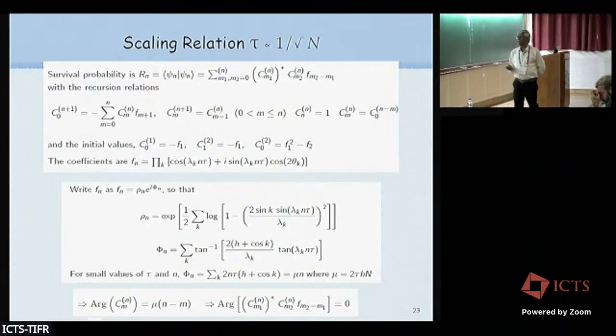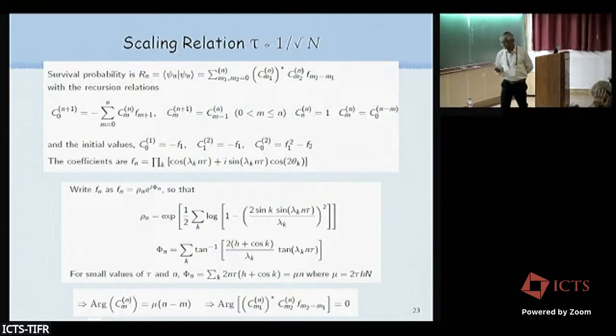Now the important thing is for small values of tau and n, this lambda k n tau will be small. And so I can replace the tangent of this thing by the argument itself. And so lambda k cancels out and I'm left with n tau. And then there is h plus cosine k. And if the things are small, then I can remove this tan inverse term also. So the summation over k of cosine k will give me 0. And so this phi n will be some constant, this mu times small n, where mu is 2 tau h.